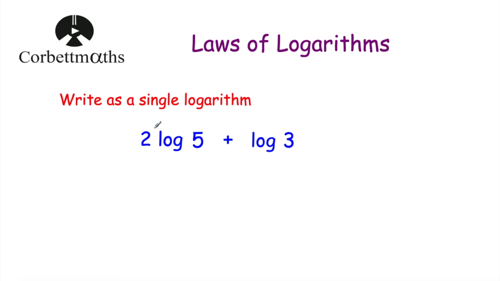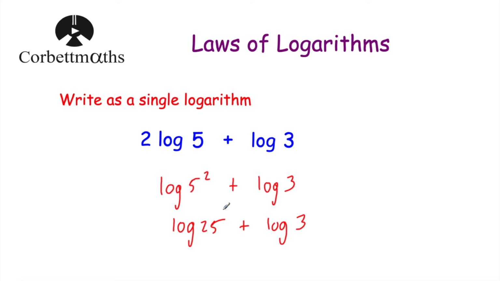So instead of writing 2 log 5, we could write that's equal to log 5, and then bring the 2 up, squared. So that 2 can go up as a power. And then we've still got our plus log 3. Now 5 squared is equal to 25, so it's going to be the log of 25, and then still plus log 3. And now we're adding 2 logs together, so we can just multiply.